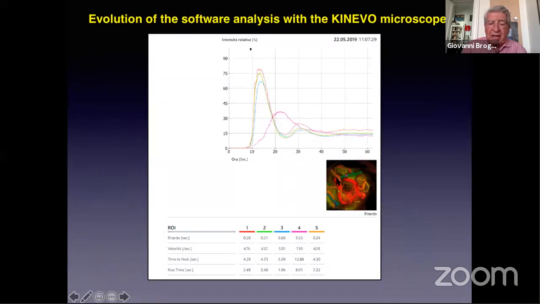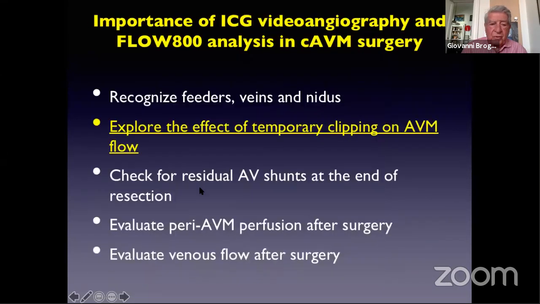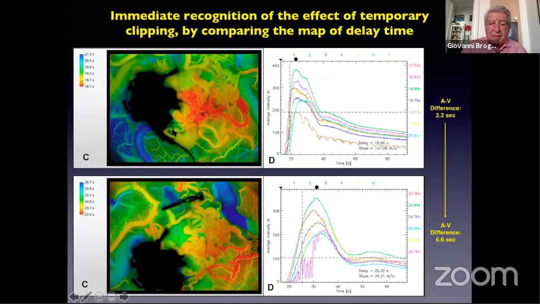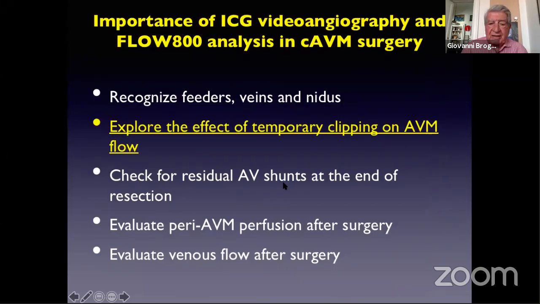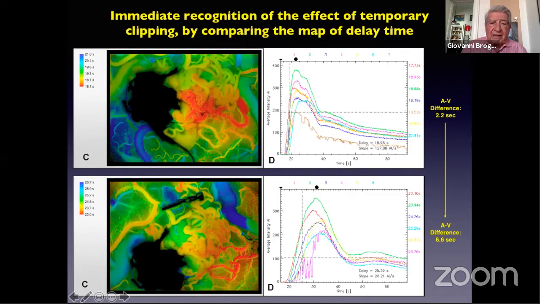And here you can make all the measurements as I told you before. Check the residual shunt. You have here the partially embolized AVM, you have the remnant, and you can make the temporary clipping and check what the temporary clipping changes in this particular situation. And you see here that the speed of the different compartments is completely changed. You can appreciate it with the color, and this in a more objective way.